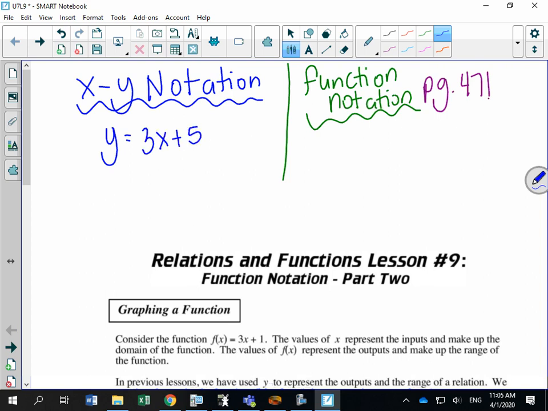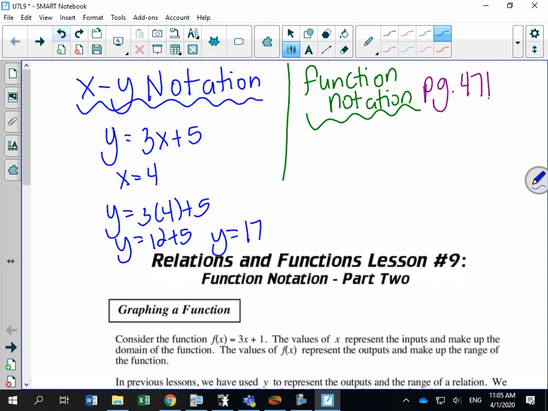And then from here, if I was to say to you, okay, well, if x is equal to 4, what's the corresponding y value? So you would say, okay, well, y is equal to 3 times 4 plus 5. Y is equal to 12 plus 5, and the corresponding y value would be 17. So as an ordered pair, the x value would be 4, and the corresponding y value would be 17.